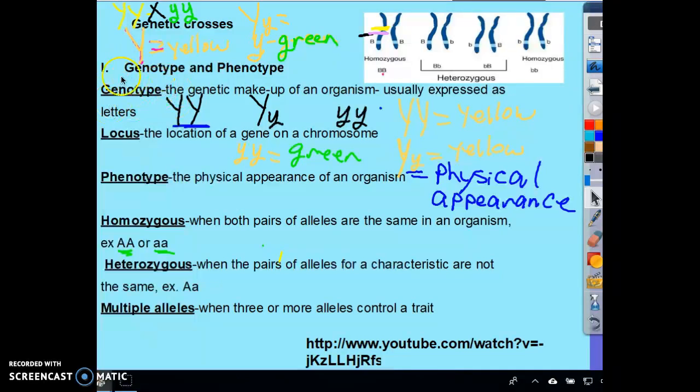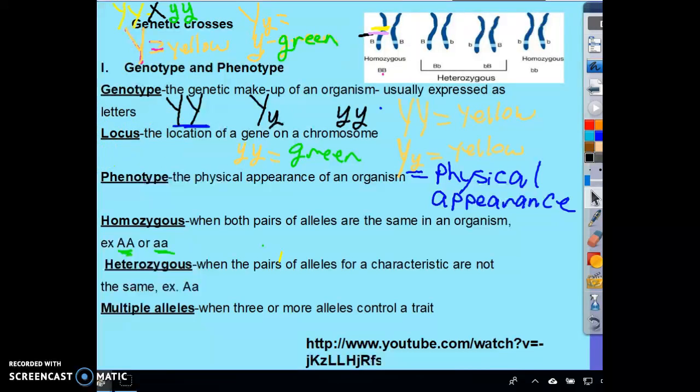So a genotype is the genes that you carry for a particular trait. And remember, we said that you have 2 genes for each trait because you got 1 copy from your mom and 1 copy from your dad. So the genotype refers to the genetic makeup of an organism, and in sexually reproducing organisms, that means you have 2 genes for each trait.